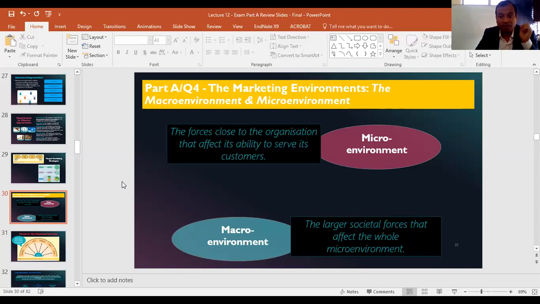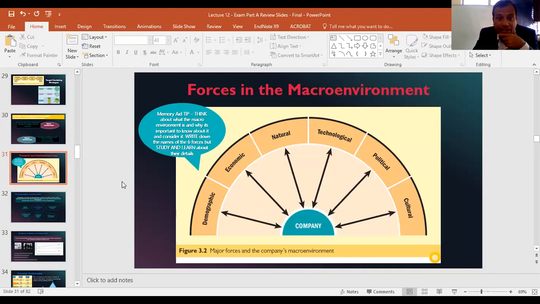So the micro and macro environment: macro is the external environment, whereas the micro level is the firm-specific environment. The difference between the two is that in the macro environment the organization has no control, but the forces related to the micro environment, the organization can control. And who are the members of the micro environment? Your customers, your suppliers, your partners, your competitors, or your government agencies. We have seen those. So what does the memory aid say here?